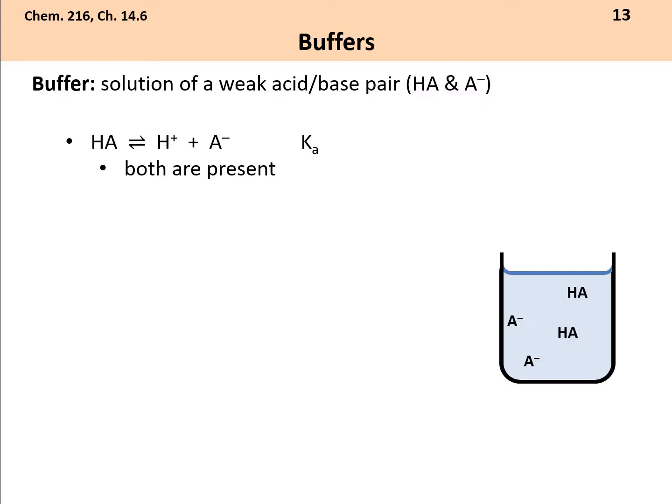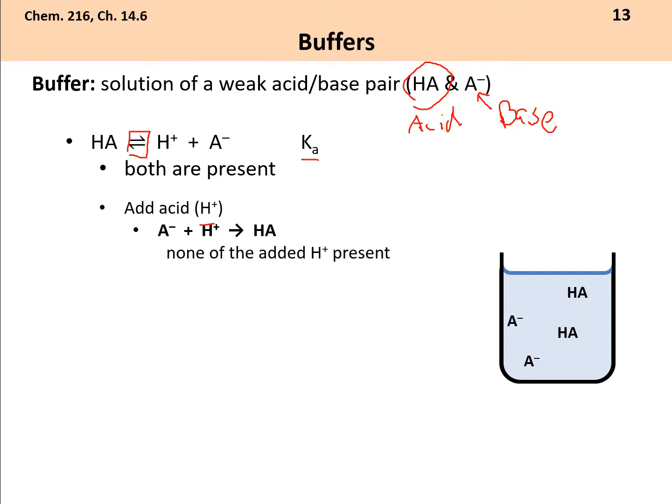Okay, so now that we've talked about what buffers are, let's go ahead and do some problems, okay? All right, so we're going to generalize this a little bit, and we're just going to say HA, that's my acid, and A minus, that's my base, okay? So typically we have HA going to H plus plus A minus. And this is equilibrium, so we have it going both ways. And this is represented by Ka. Right? So if I add H plus, it reacts with that A minus to form HA.